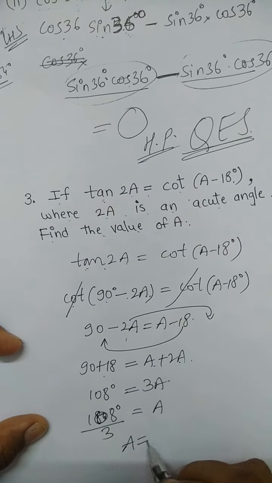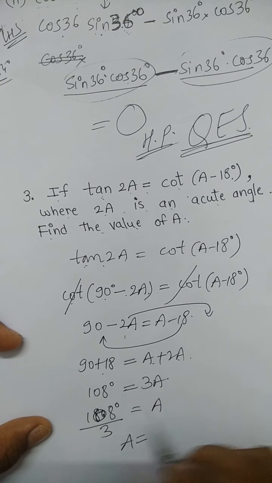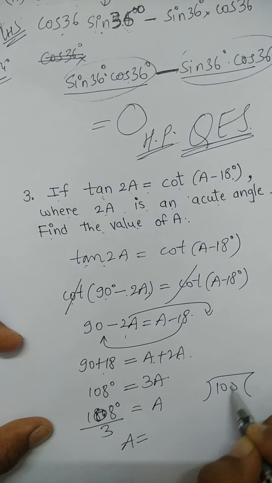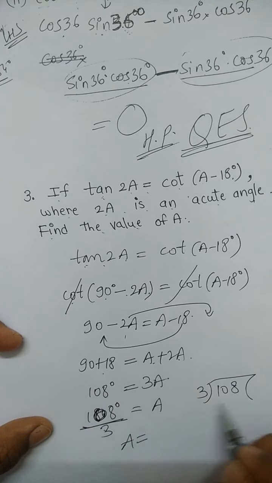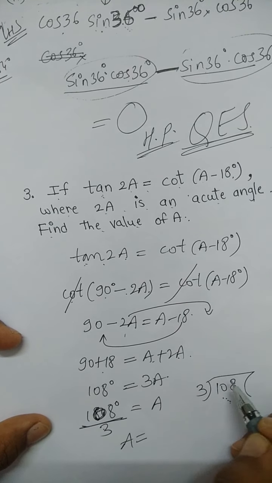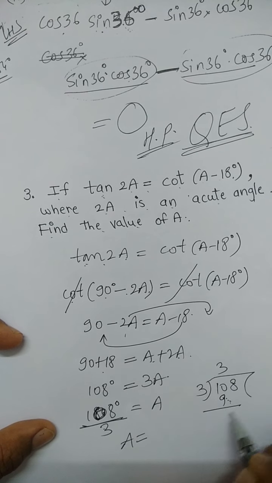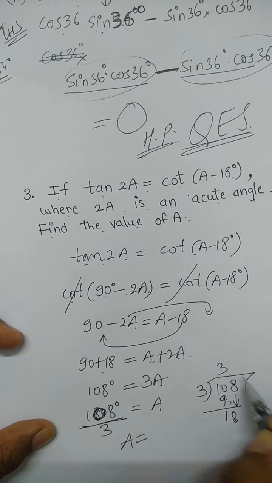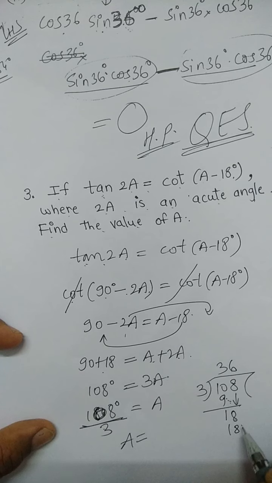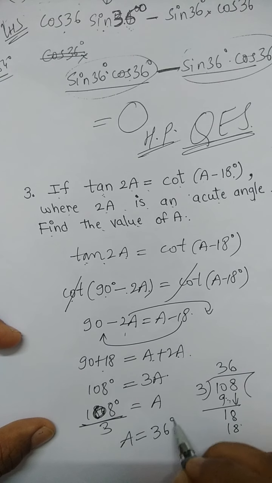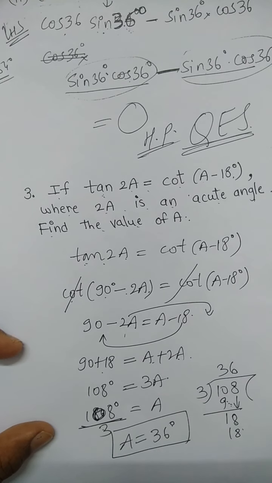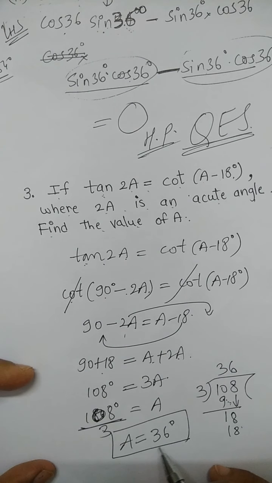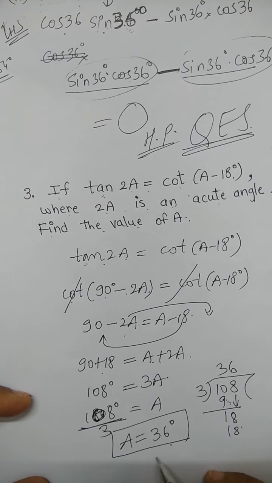So A will be equal to 108 divided by 3. If you don't know direct cancellation, you can divide like this: 3 3s are 9, 1 here 8, 3 6s are 18. So A is 36 degree. We got the value of angle A, that is equal to 36 degree.